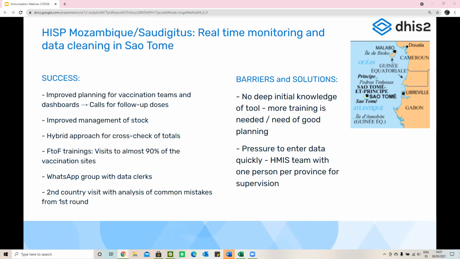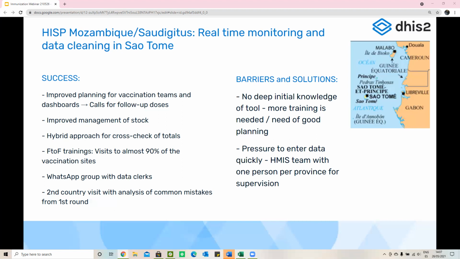As part of this process we did some activities, and there were some successful processes or activities which were mainly aimed at improving the planning for the vaccination teams. They also developed some real-time monitoring dashboards that aimed to help the teams managing the vaccination process, the API program, the HMIS, and the surveillance teams, to have a view of what was happening in each vaccination site.